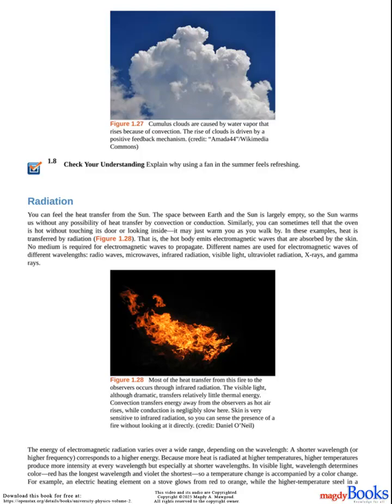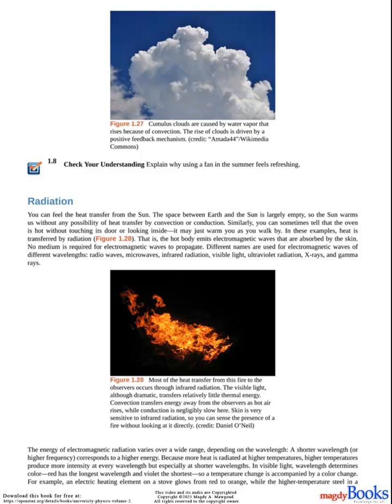Figure 1.28. Most of the heat transfer from this fire to the observers occurs through infrared radiation. The visible light, although dramatic, transfers relatively little thermal energy. Convection transfers energy away from the observers as hot air rises, while conduction is negligibly slow here. Skin is very sensitive to infrared radiation, so you can sense the presence of a fire without looking at it directly. Credit: Daniel O'Neill.